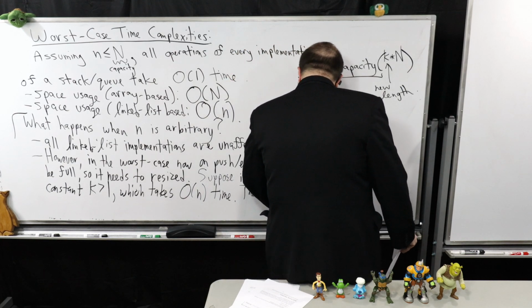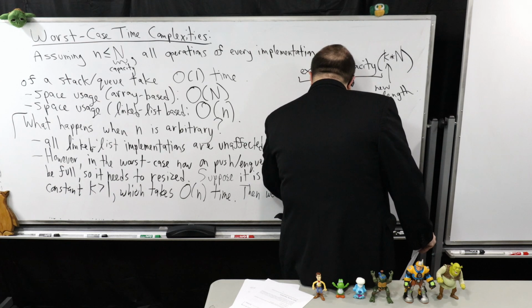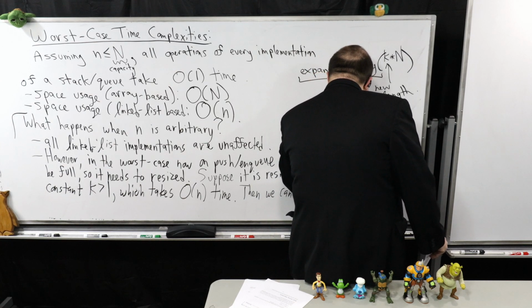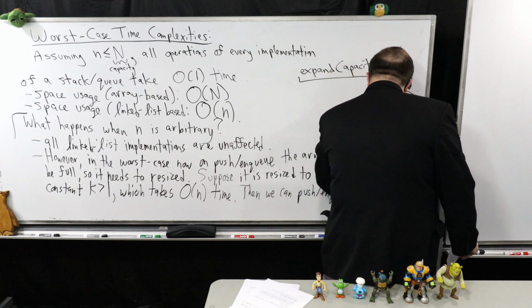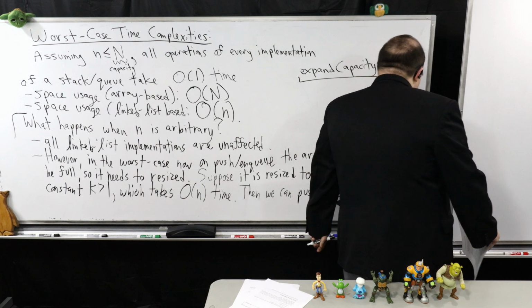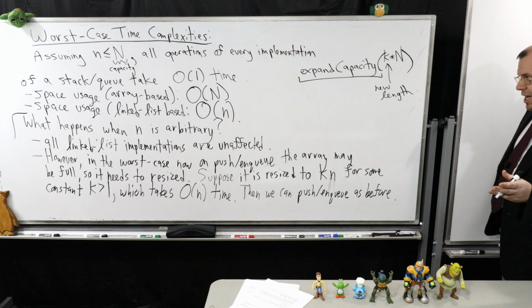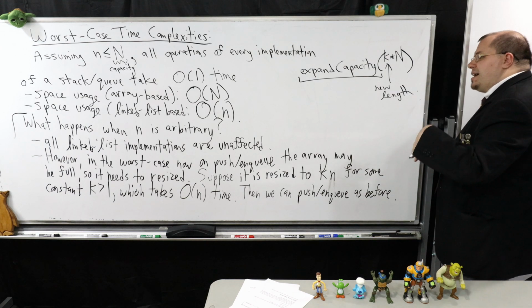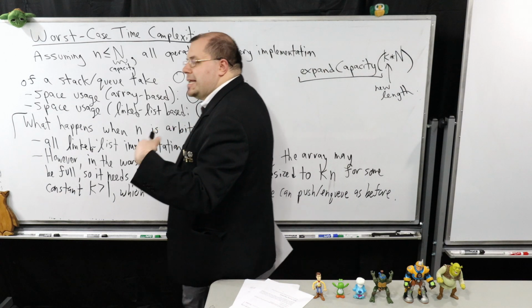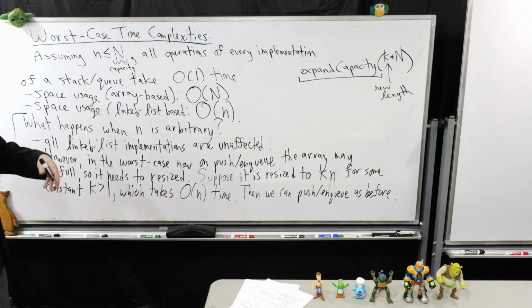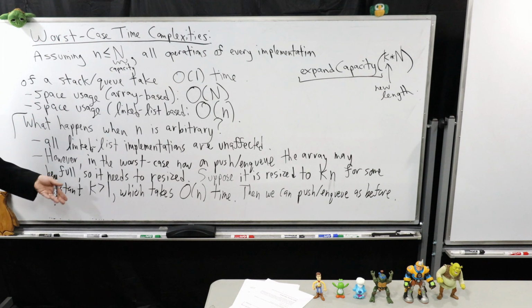Then we can push or enqueue as before. So you just have a little check to make sure that if you have enough space in the array, it's a very simple check. And if it isn't going to be the case that you could fit it in, then you resize the array. This will take linear time. And then you can do your push or enqueue, which takes constant time.